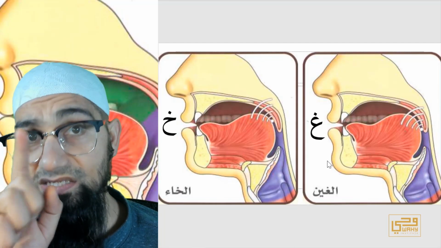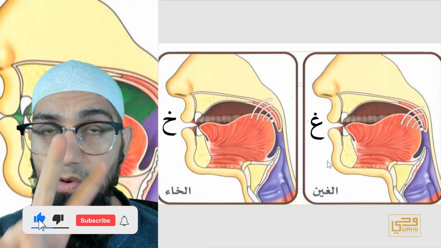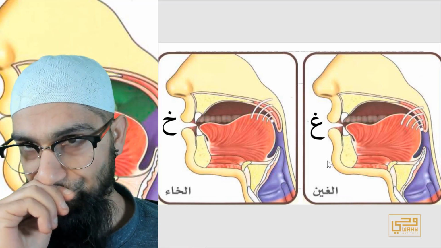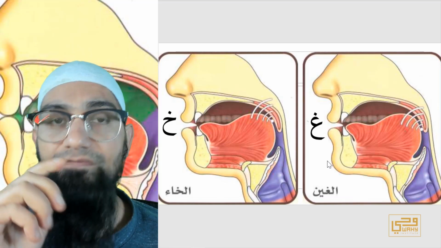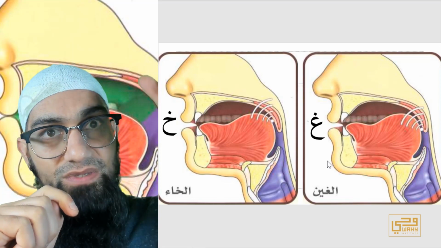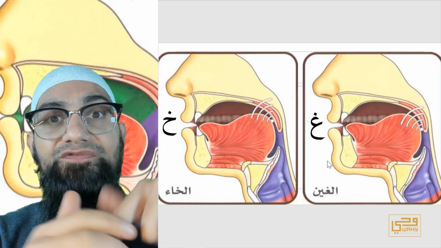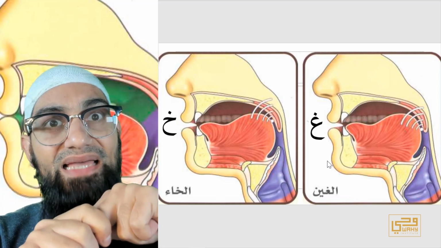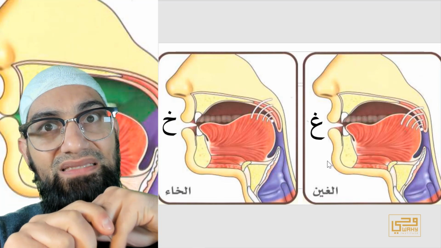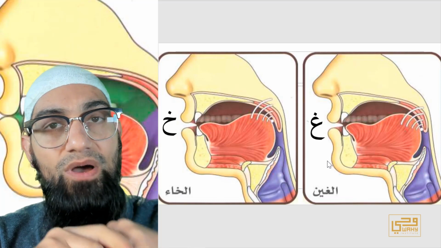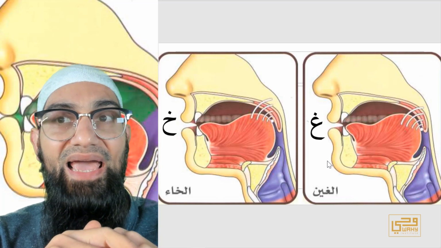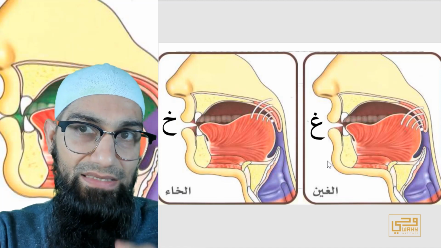Welcome students to another session in section 2 where we're speaking about the letters that share the same makhraj. We've knocked off 16 letters. In alif there was 1, and the ba that was 5 together, and the ta that was 8, then tha that was 11, then jim that was 14, then ha and ain that was 16.